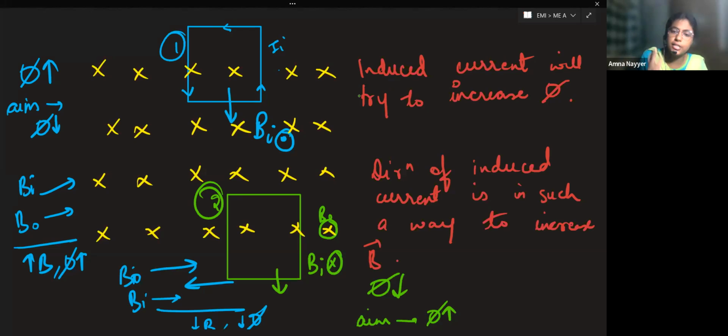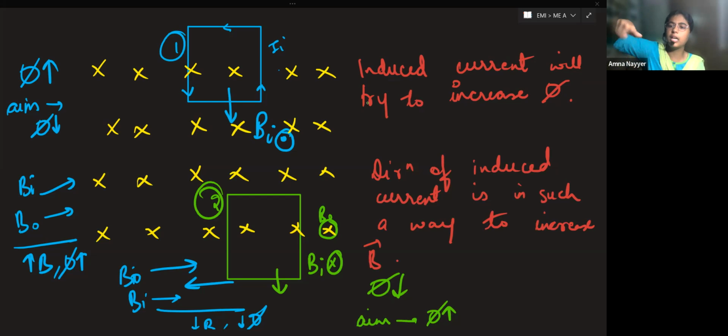So the induced current's direction you have now obtained. Madhya, can you answer what should be the direction of the current in the loop? If the induced magnetic field has to point inwards, keep your right hand thumb inwards. See the curling of your fingers. Are the fingers going clockwise or anti-clockwise? Yes, Madhya, it is clockwise.